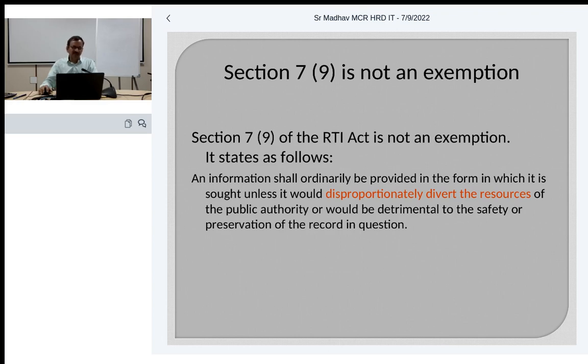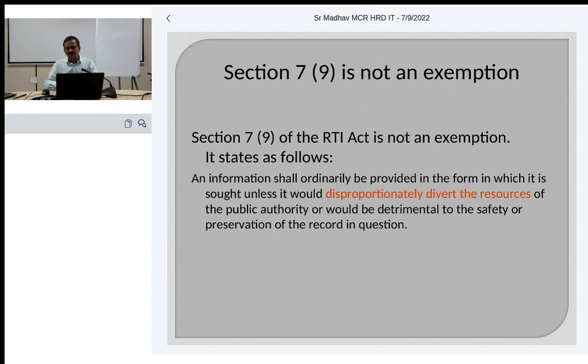And Section 7.9 is not an exemption. Section 7.9 offers some flexibility with regard to the format of disclosure. There are two conditions to be met here. When disclosure would disproportionately divert the resources, or it is detrimental to the safety or preservation of the record in question, then the PIO can change the format of disclosure. So here, the PIO cannot reject a request under Section 7.9. The PIO can only change the format.